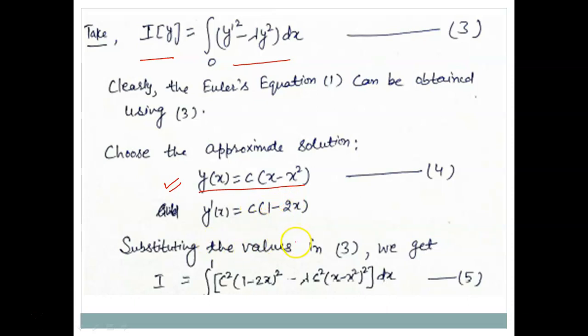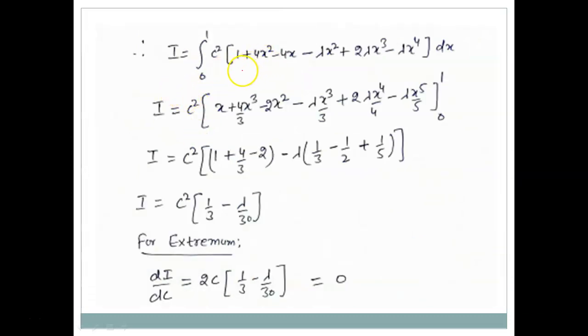Substituting the values of y and y' in the functional 3, with y'^2 and y^2, this integral reduces to this form, where the limit of integration is 0 to 1. That is equation 5. Now the next task is to simplify this integral. Opening the formula, we get this simplified form.